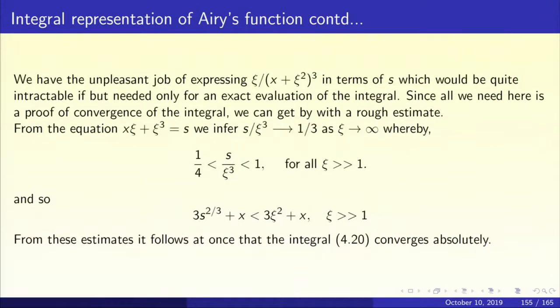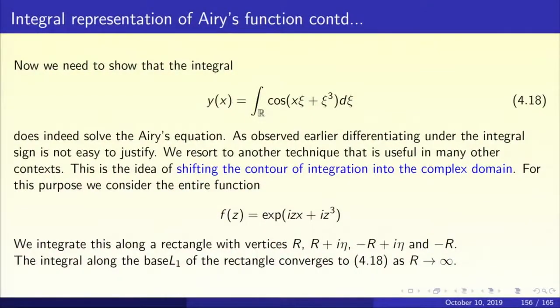We are ascertained that the integral 4.20 converges absolutely, and so the original integral converges, but the original integral converges conditionally. Now we need to show that the integral 4.18 does indeed solve Airy's equation. Why? Because the derivation of this was suspect.